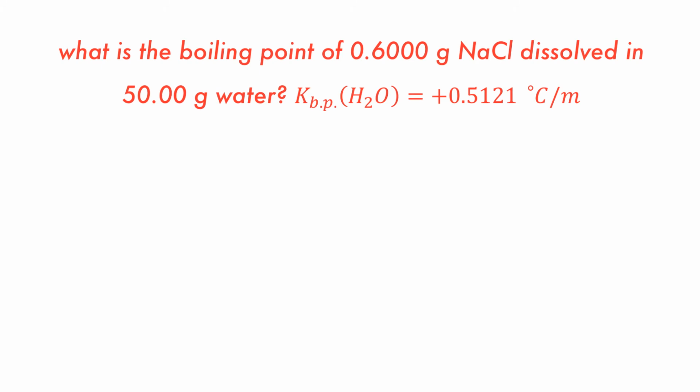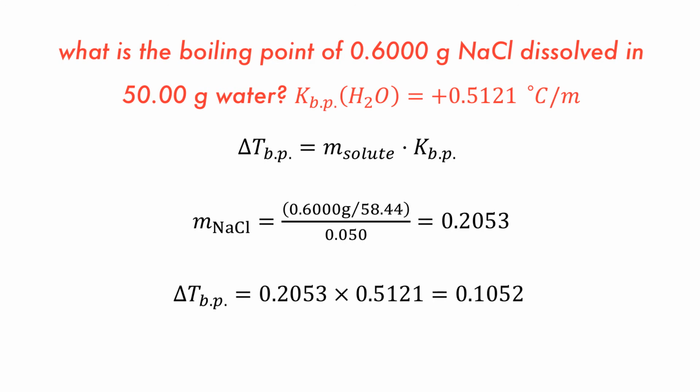kBp is determined experimentally and has units of degrees Celsius per mole. Let's do an example. What is the boiling point elevation of 0.6 grams of sodium chloride dissolved in 50 grams of water? And we are given kBp of water. From our equation, the first step is to calculate the molality of sodium chloride, which is this. Then plug the values into the initial equation to get the elevation. And then, since the normal boiling point of water is 100 degrees Celsius, add the elevation to 100 to get the final boiling point of this solution.